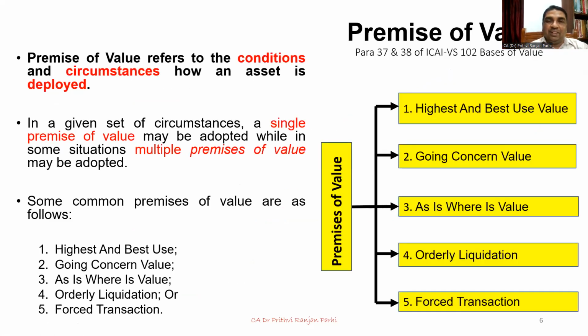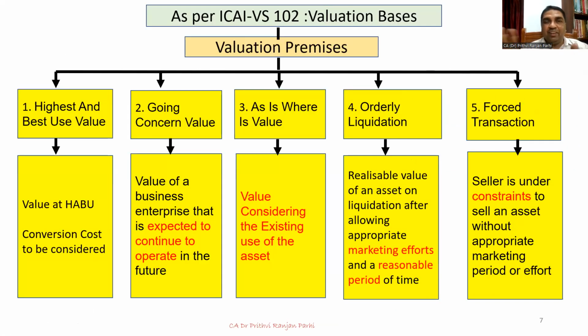Yes, friends. Now, what are the premises of value? I had explained briefly. So once again, I'm showing you these are the 5 types of valuation premises which are discussed in ICAI Valuation Standard 102. Here you can see the first valuation premise is highest and best use value, which is popularly referred to as HBU.